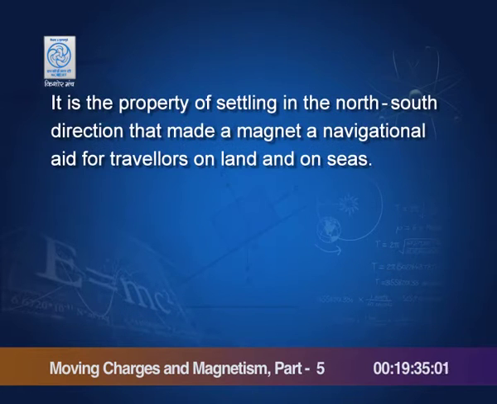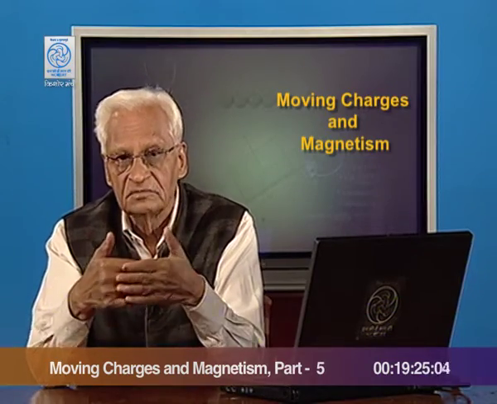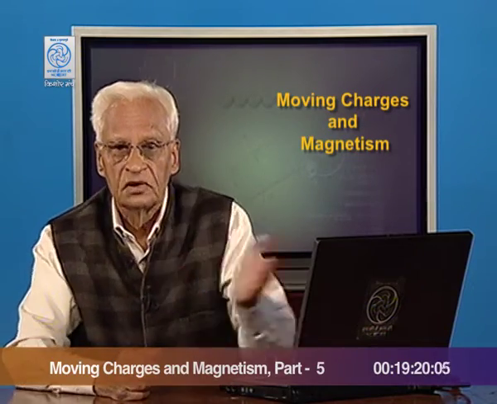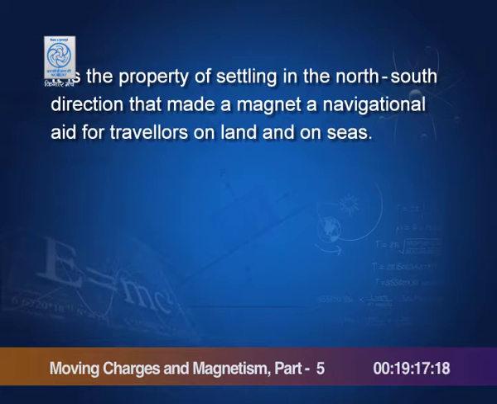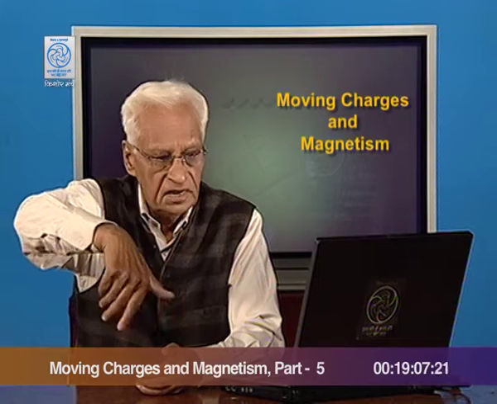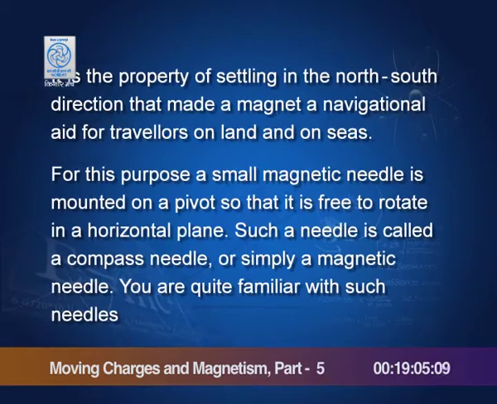It is this property of settling in the north south direction that made a magnet a navigational aid for travelers on land and on sea. You see, in ancient times, you could find your way, you could find your direction with the help of magnets. That is why they were called navigational aids. For this purpose, a small magnetic needle is mounted on a pivot, so that it can rotate freely in the horizontal plane. Such a needle is called a compass needle, and you must be familiar with these needles.